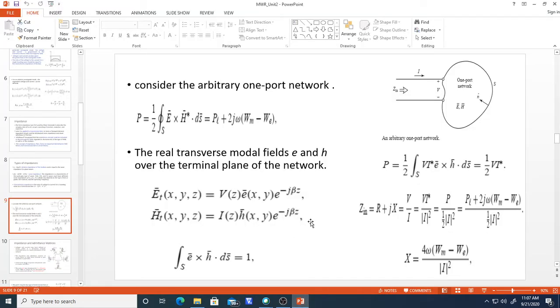Okay, so in the last class we were discussing the impedance, the different types of impedances which we have.